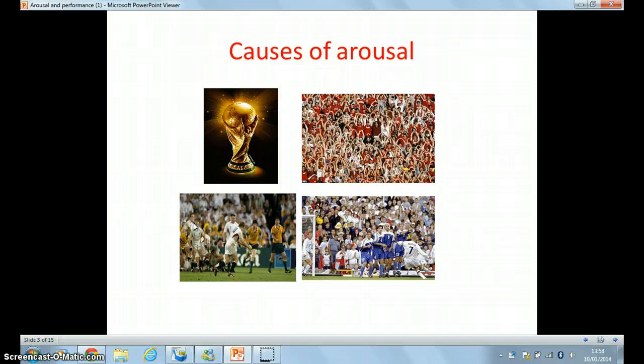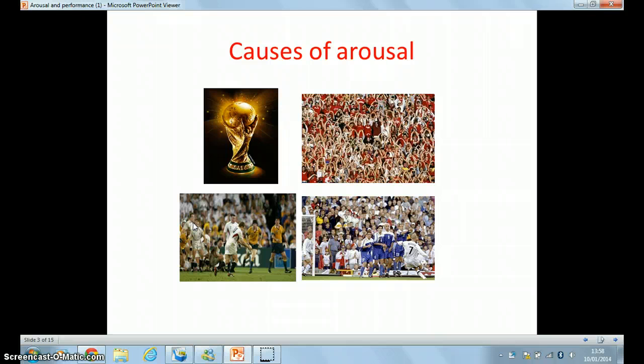Arousal can be affected by many different situations that occur when playing in a game. The first one is dependent on the competition and the importance of the game. So, for example, if you're representing your country in a World Cup, your arousal levels will be higher because you need to win the game, whereas playing in a pre-season friendly will mean you are less motivated and less aroused because there is less of a prize at the end of the game.